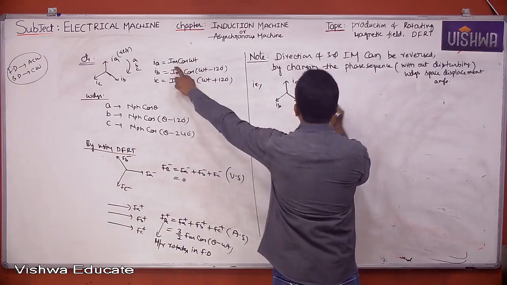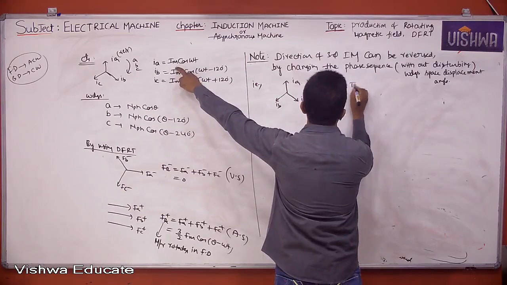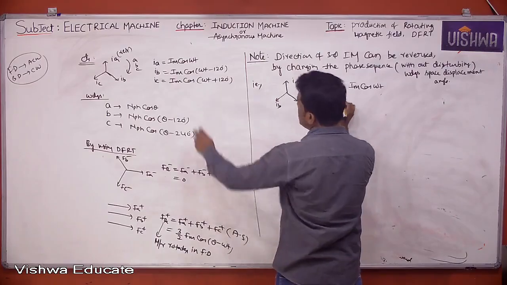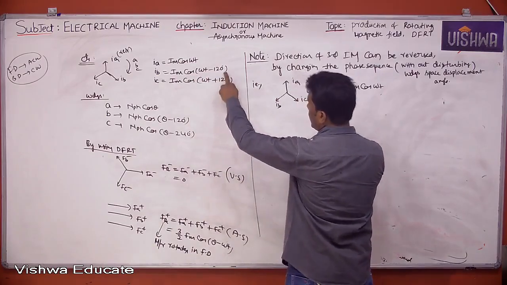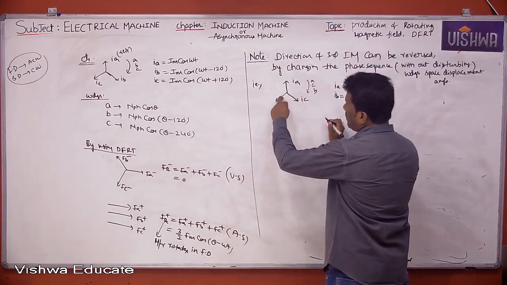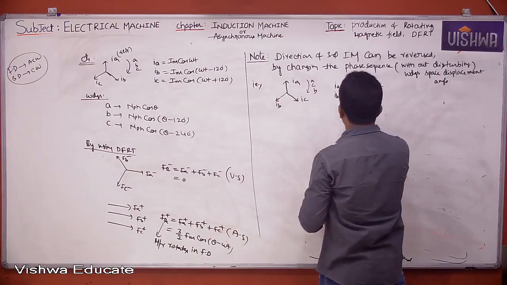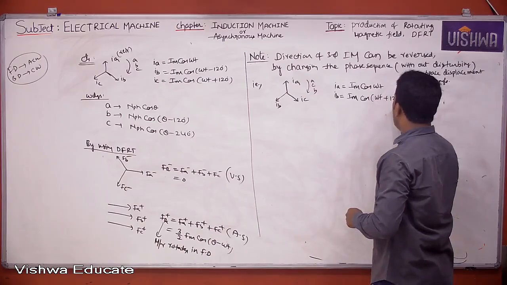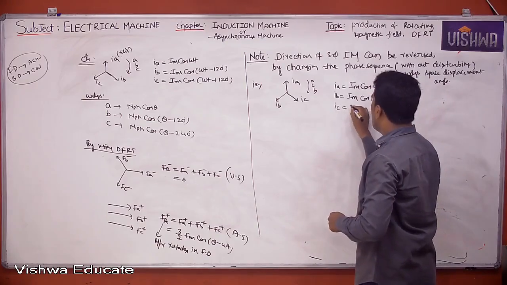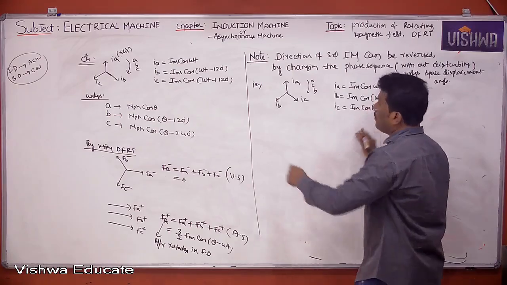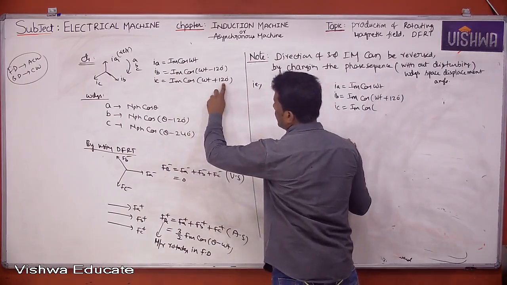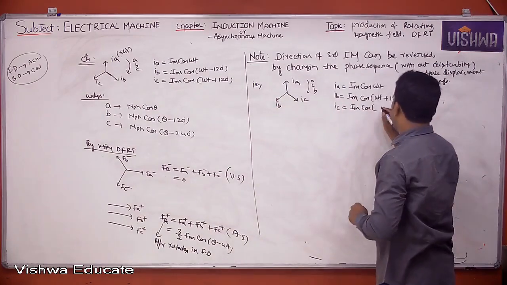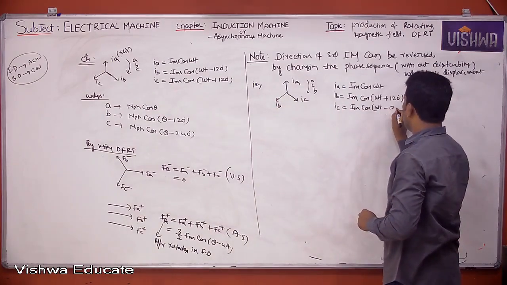That means IA means what? What about this value? Im cos omega t, which is the reference for us. And here IB previously was cos of omega t minus 120. Now what of this one? Cos of omega t minus 240 or plus 120, Im cos of omega t plus 120. IC, previously I wrote cos of omega t plus 120. Okay, now it is minus 120, cos of omega t minus 120.